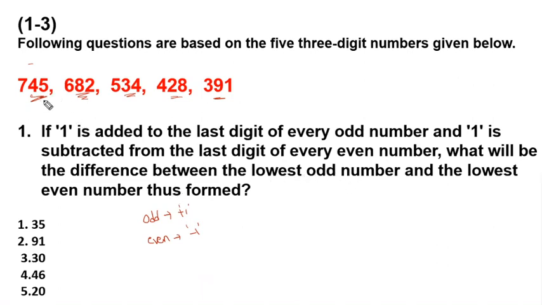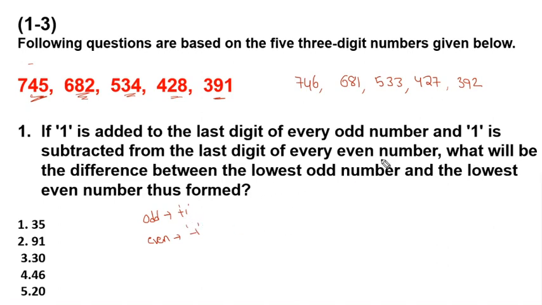First let me frame the numbers according to the question. We already know that 745 is an odd number. Odd number means add plus 1, so 745 becomes 746. Then 682 is an even number, so 1 is subtracted from the last digit, and this becomes 681. Then 534 is even, so it becomes 533. 428 is also even, so 427, because minus 1. Then 391 is odd, so it becomes 392, because odd plus 1.